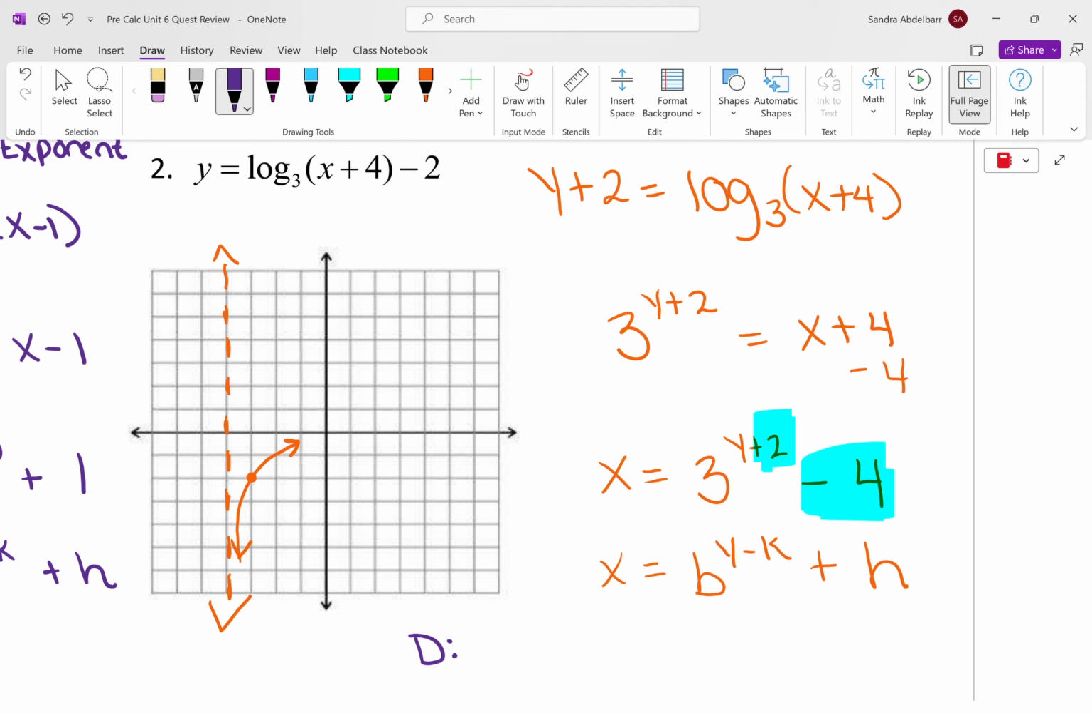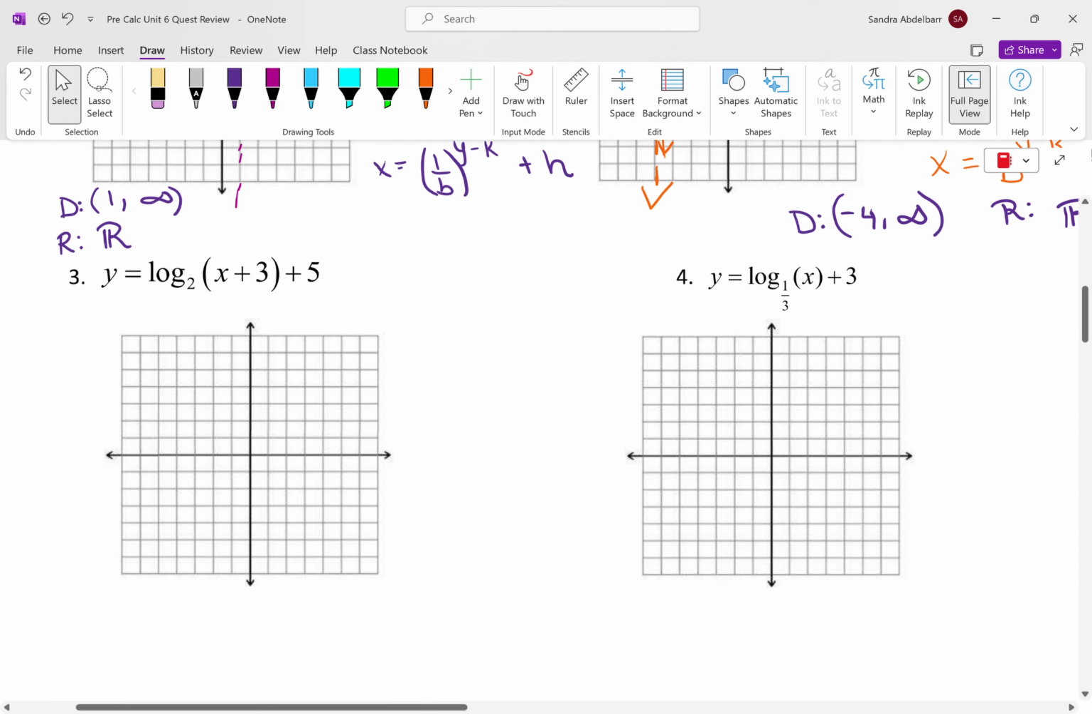All right, what's the domain here? Good, -4 to infinity. Is it a bracket or a parenthesis around -4? Parenthesis. What about the range? All reals. What's wrong? All right, I want you guys to try the next 2 on your own, and then we'll go over them.